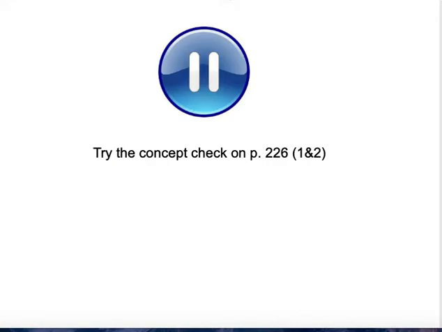So now go ahead and pause your video and go to your textbook on page 226 and try concept checks 1 and 2. It'll go through a series of problems just like you just did.